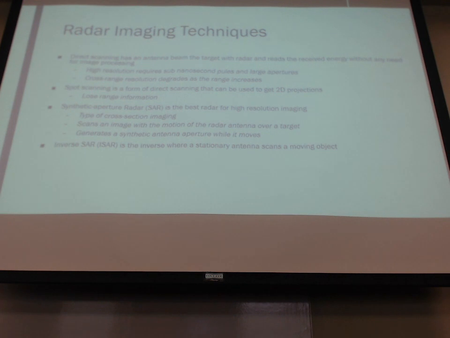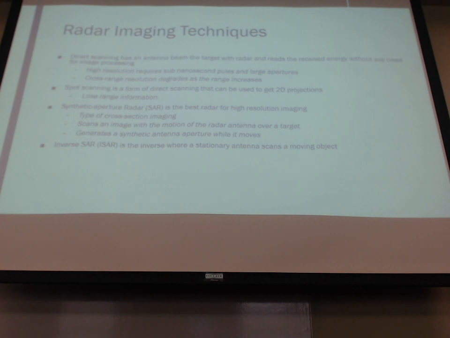So SAR imaging helps remove the fact that you need physically large objects. You can use small antennas, and this is a type of cross-section imaging, and I'll go over how it works in the next slide. But basically, the idea is that it scans an image with the motion of your radar. So if you had a plane and you're flying, you take a bunch of images as you fly, and all those captured samples over time help you put together an idea of what you're looking at.